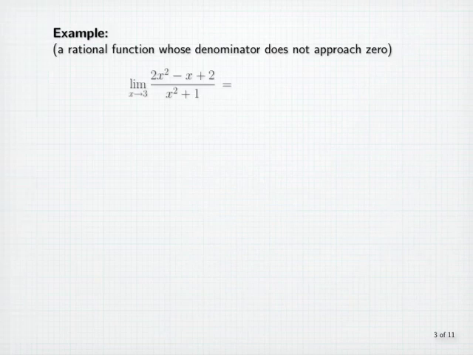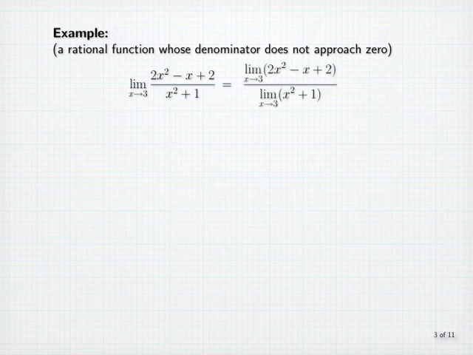Here's an example involving a rational function whose denominator does not approach 0. Let's look at the limit as x approaches 3 of (2x² − x + 2) divided by (x² + 1). Notice first that, as x approaches 3, the denominator will approach 9 plus 1, or 10, which is not 0. Therefore, we can attack this problem by taking the limit of the numerator and dividing by the limit of the denominator. Since those are polynomials, that's an easy thing to do.